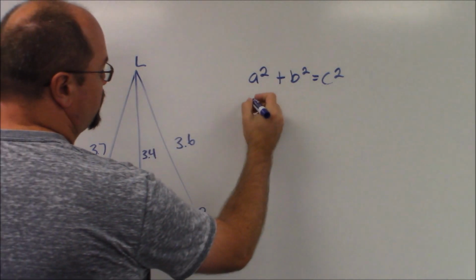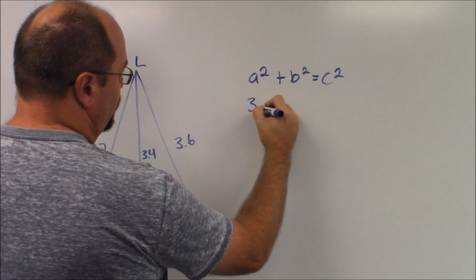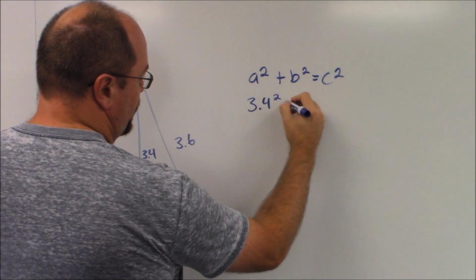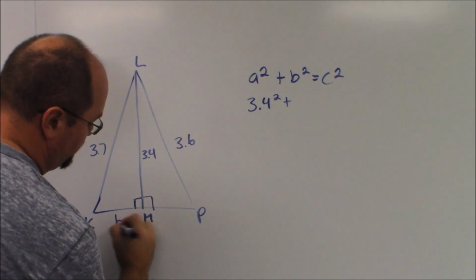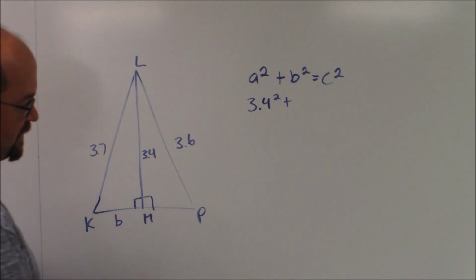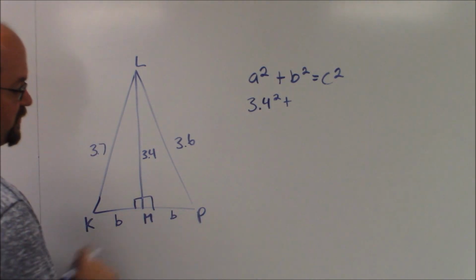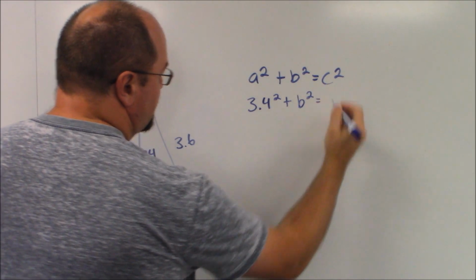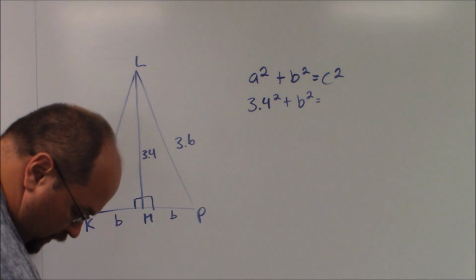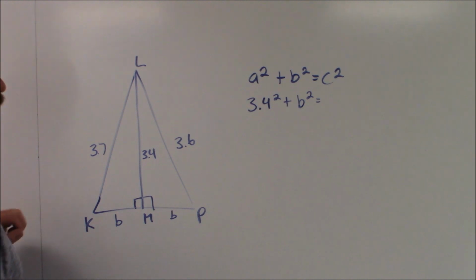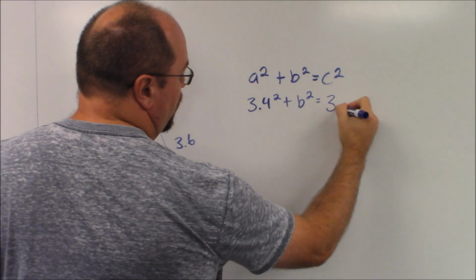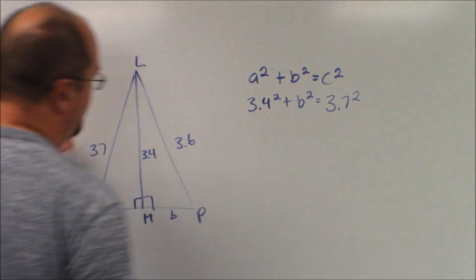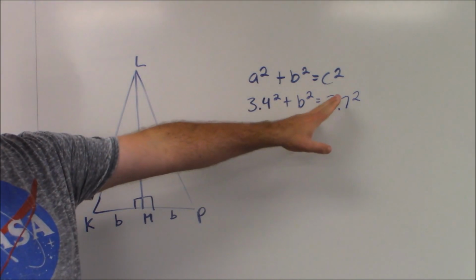So I'm going to use 3.4 as my A value, so 3.4 squared. This will be my B value, and actually I'm going to stay consistent in just a moment. I'm going to use this for my B value as well. So B squared, and then C squared is the 3.7. So remember, the hypotenuse, that's our value for C.